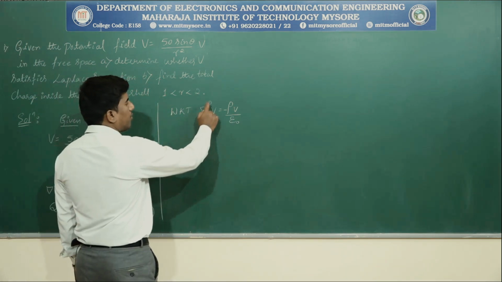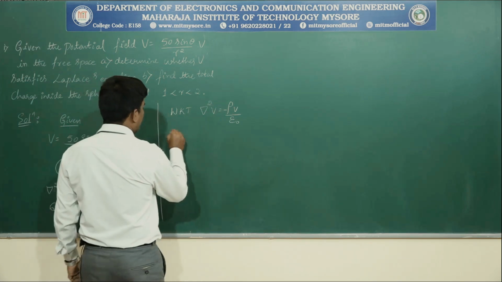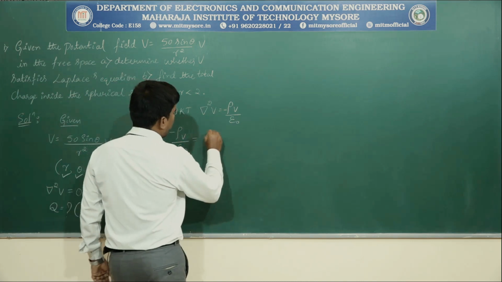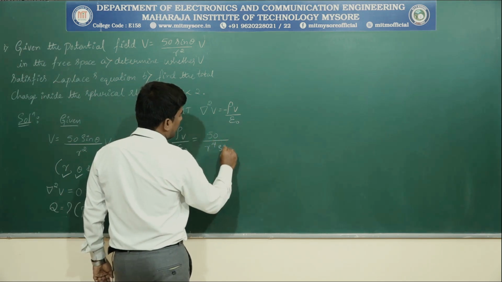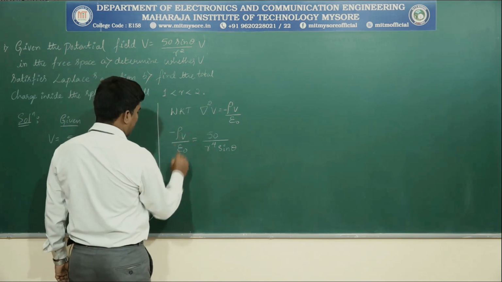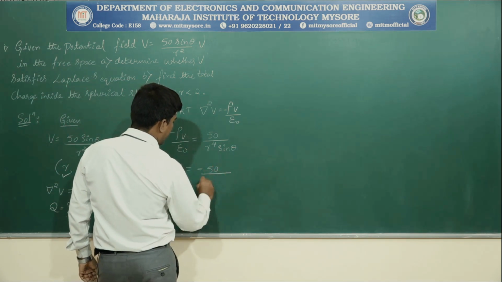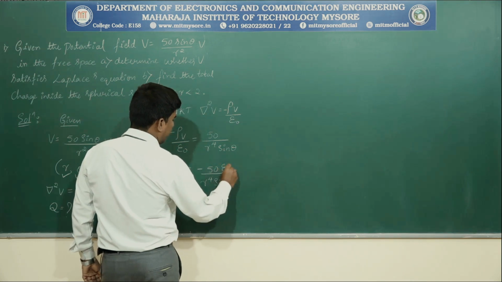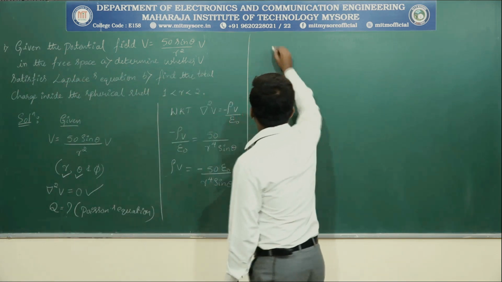We have evaluated gradient square V, right? So this can be written as minus rho V by epsilon naught is equal to 50 divided by r power 4 sin theta. We have evaluated this, right? Then rho V can be written as minus 50 epsilon naught divided by r power 4 sin theta. Okay, now what is the next step?